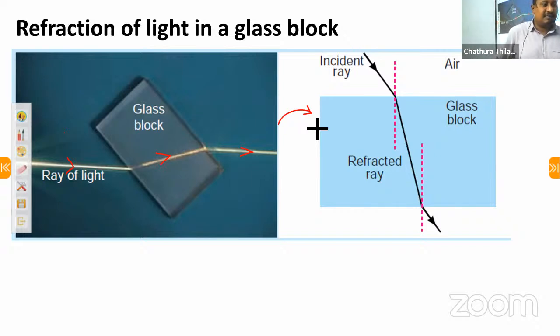When light enters through a glass block, it refracts twice. Always the incident ray is parallel to the emergent ray.